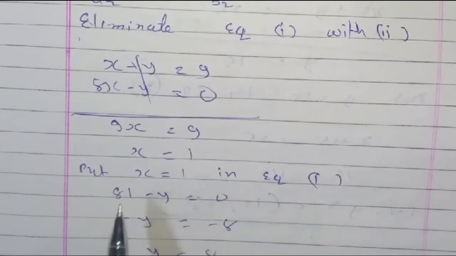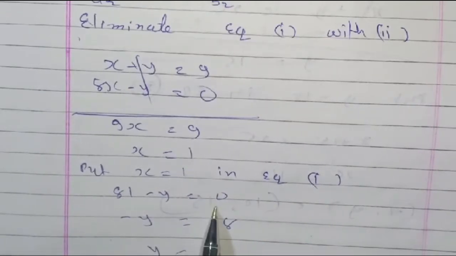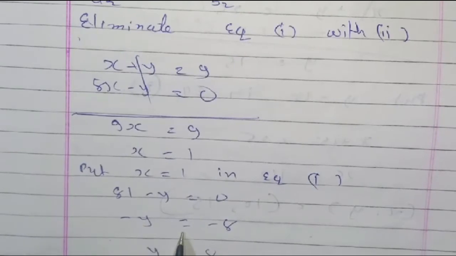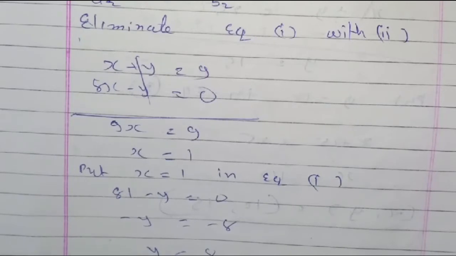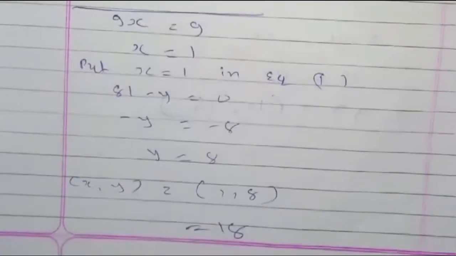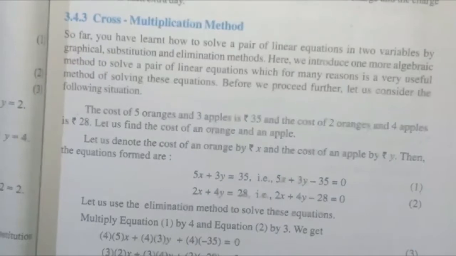Put x is equal to 1 in equation number 2, 8x minus y is equal to 0. So minus y is equal to minus 8. So y is equal to 8. Now (x, y) is equal to (1, 8). So what is our number? Our number is equal to 18.